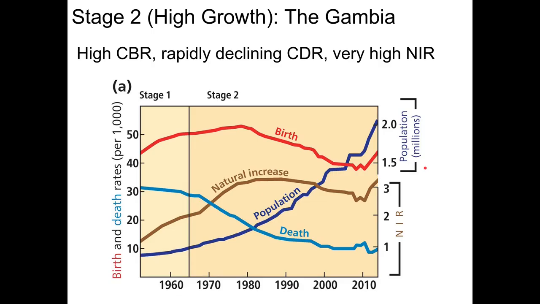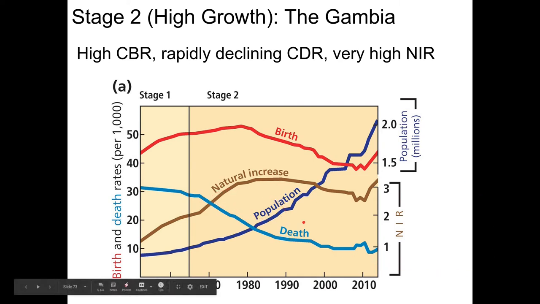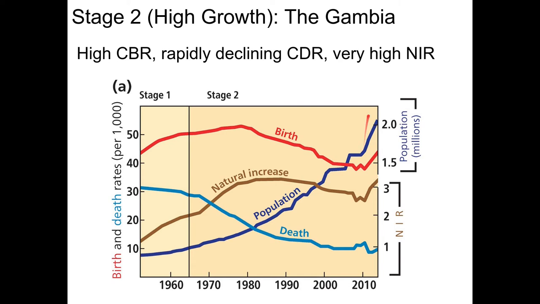Stage two, here's the Gambia. And you can see they're in stage two. They've been in stage two. In fact, it looks like the birth rate has taken a jump up. That's the opposite of what you want it to do. And as that birth rate has jumped up, so has the population increase.